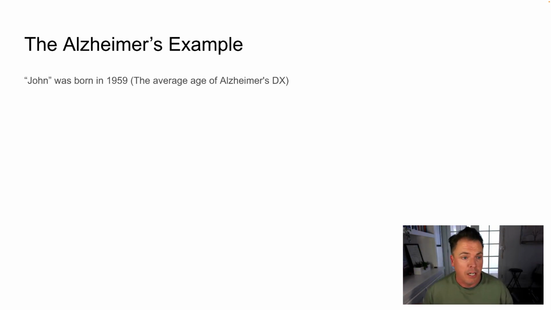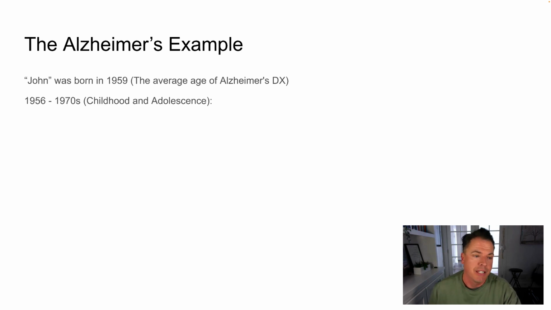So let's look at Alzheimer's. Our fictitious character, his name was John, and I put him as being born in 1959 because the average age of Alzheimer's diagnosis is 65 years old, and 65 years ago today was 1959. So from the time he was born, from pre-birth, I guess we could count pre-birth depending on mom's health status, through his childhood through adolescence.